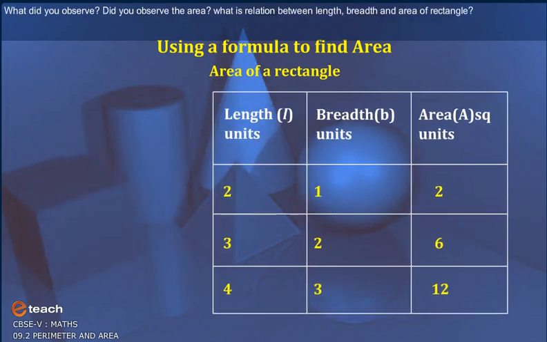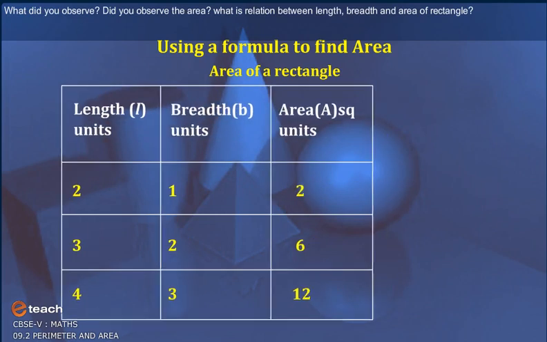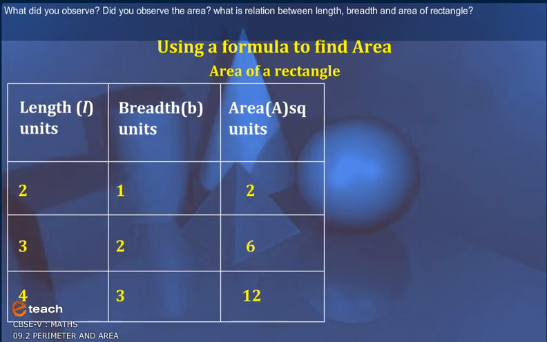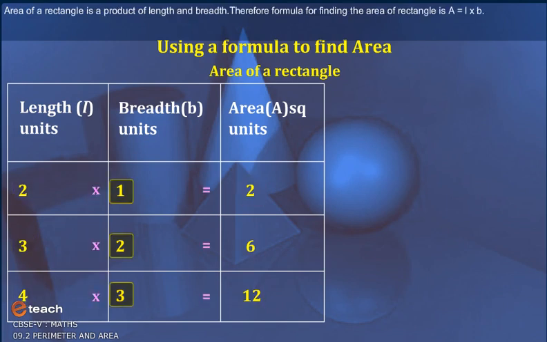What did you observe? Did you observe the area? What is the relation between length, breadth and area of the rectangle? Area of the rectangle is the product of length and breadth. Therefore, the formula for finding the area of the rectangle is A is equal to length into breadth.